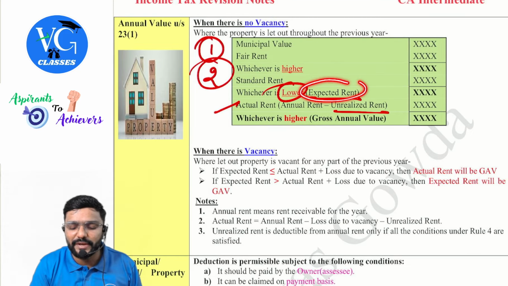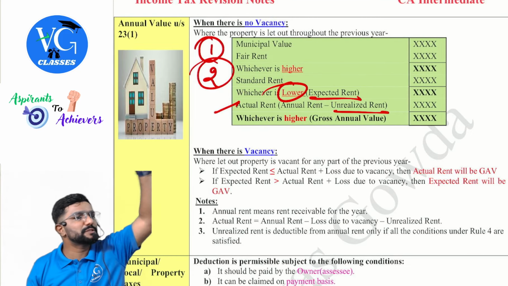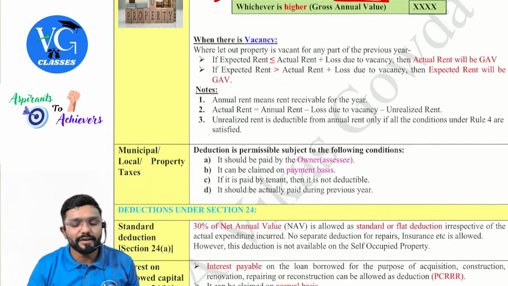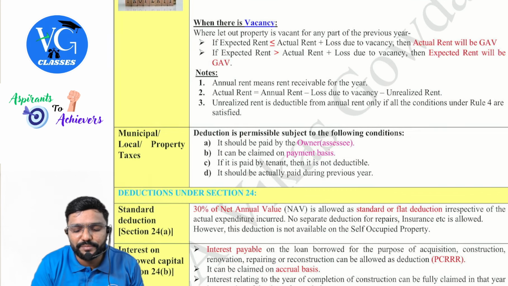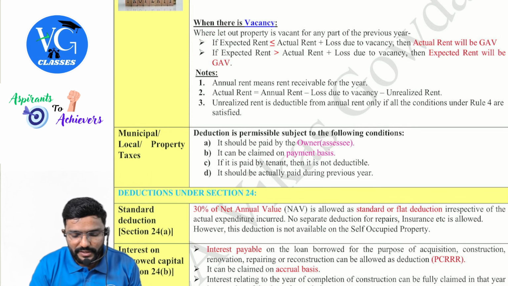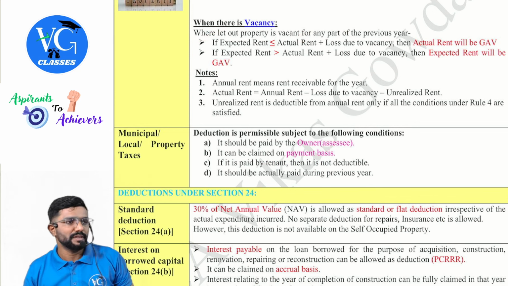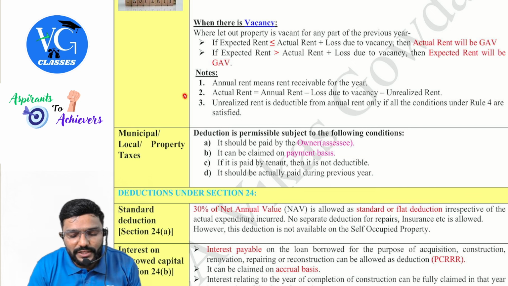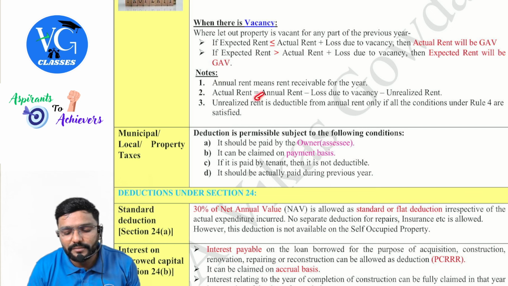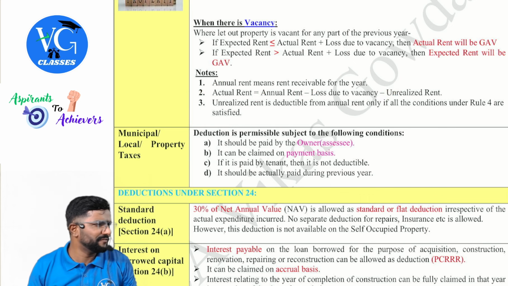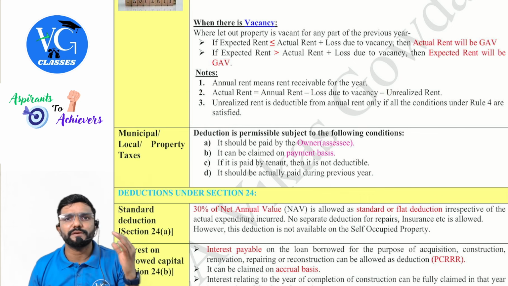Till the second step, everything remains the same. Till expected rent, everything remains the same. Here, we will compare expected rent with actual rent plus loss due to vacancy. Sir, what is actual rent here? Actual rent means annual rent minus loss due to vacancy minus unrealized rent, if any. If both are there, you have to reduce both.